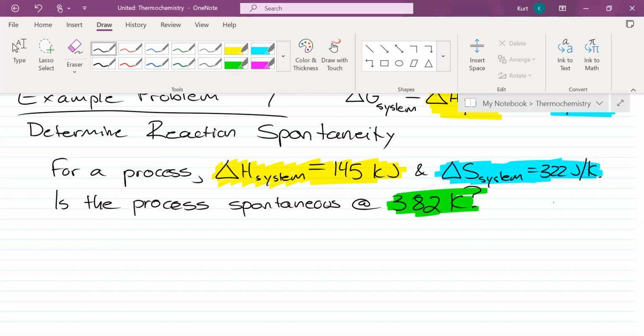Kendall, what is the unit of measurement for the change in enthalpy? What does it say? For this problem, what is it? 145 kilojoules. Good. I want you to tell me what is the change in entropy of the system. What is that measured in? Aha, joules and kilojoules.